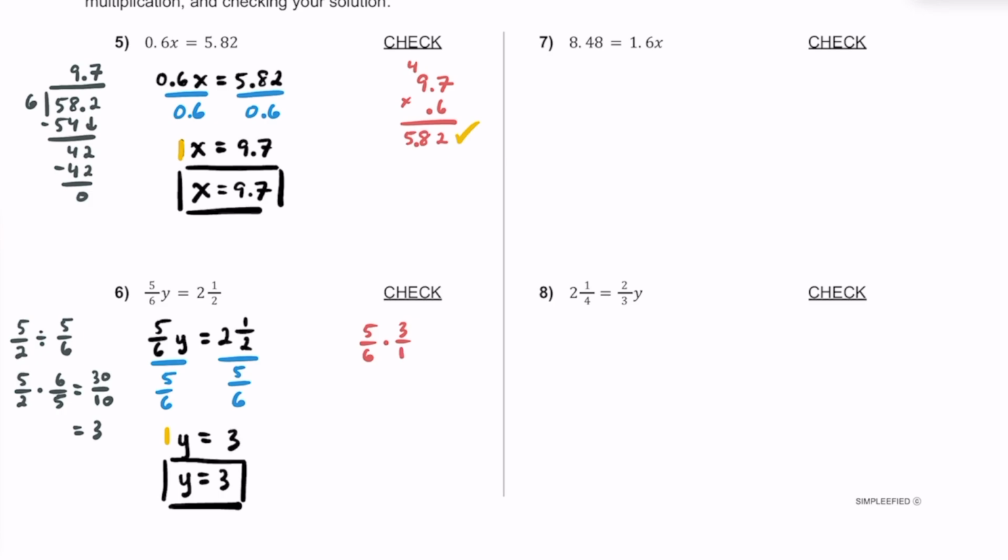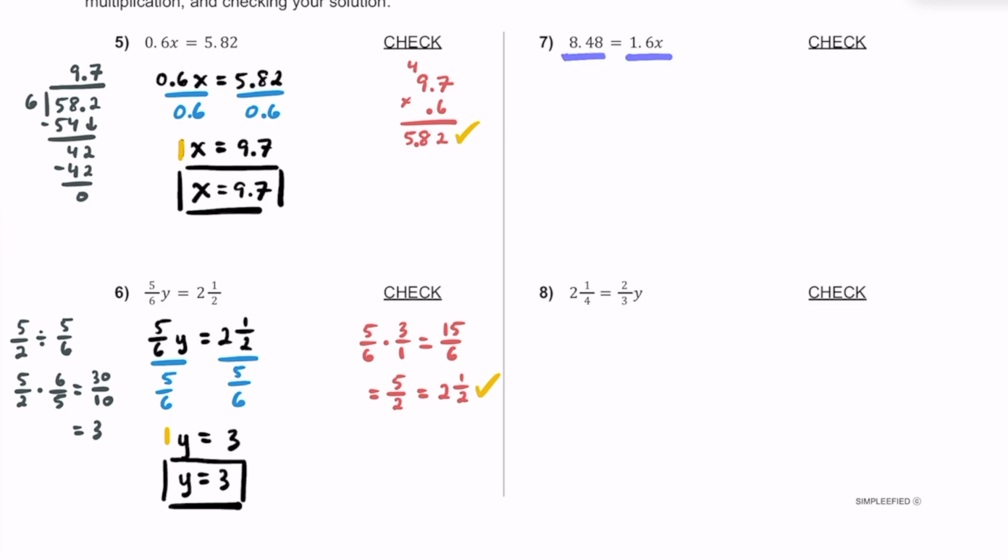3 is just 3 over 1. So 5 times 3 is 15, 6 times 1 is going to be 6. And then let's see, you can divide these both by 3 on top and bottom. If you do that, you're going to get 5 over 2. And 5 over 2 is the same thing as 2 1/2. So you can see here that this does check out because this 2 1/2 over here matches the 2 1/2 over here.